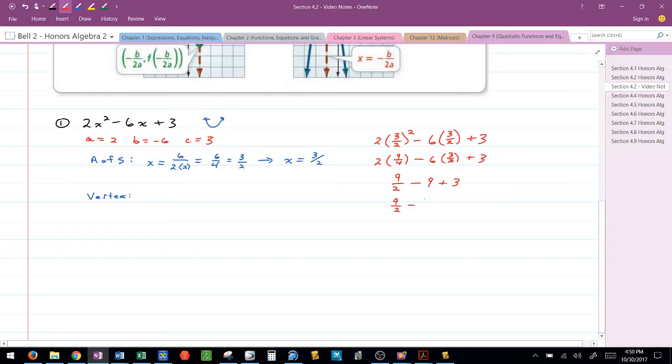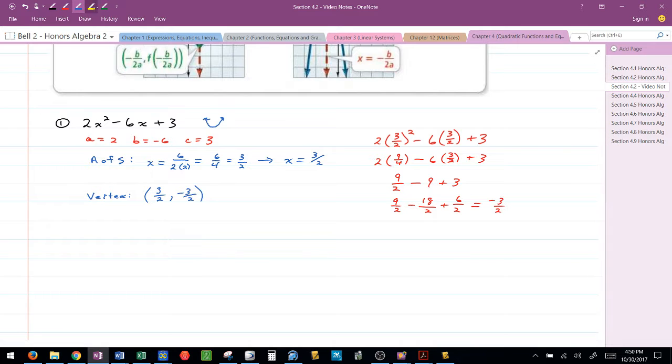minus, I'm going to change these all to halves just to make it easier to work with, 18 halves plus 6 halves. All right, and that would give me, let's see, 9 minus 18 is negative 9, plus 6 would be negative 3 halves. This information together tells me that I have a vertex at 3 halves, negative 3 halves.